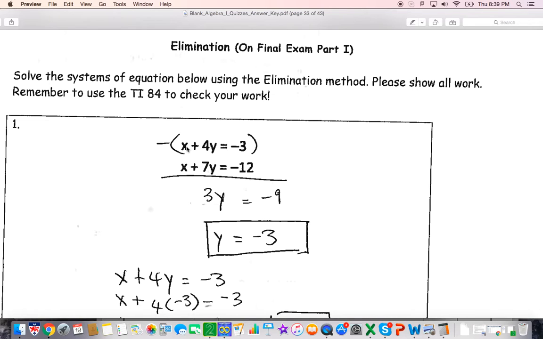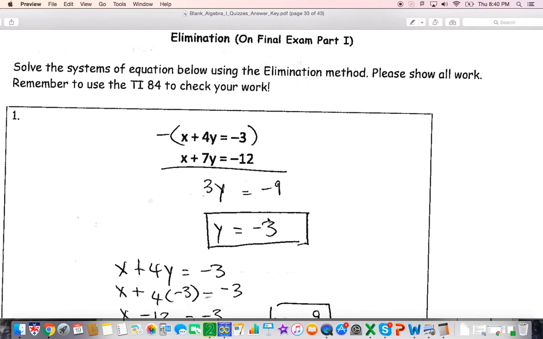So I'm going to take the equation and subtract one equation from the other. I chose to subtract the top equation from the bottom, but I could have done it either way. I chose to subtract the top one because I wanted a positive 3y when I subtracted the y's. So x minus x is nothing. It's gone. It's eliminated. 7y minus 4y is 3y, and negative 12 minus negative 3, so we're actually doing negative 12 plus 3, is negative 9. Then we isolate the y, and we get that y is equal to negative 3.